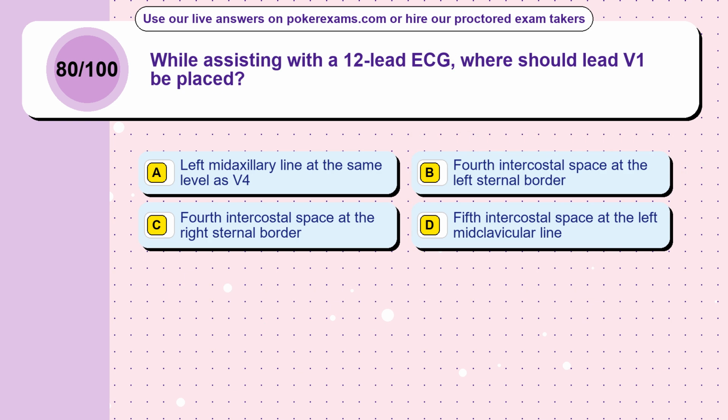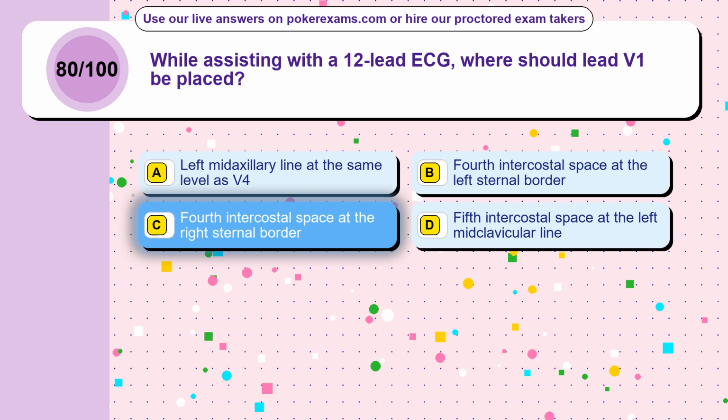Question 80. While assisting with a 12-lead ECG, where should lead V1 be placed? Option A. Left mid-axillary line at the same level as V4. Option B. Fourth intercostal space at the left sternal border. Option C. Fourth intercostal space at the right sternal border. Option D. Fifth intercostal space at the left midclavicular line.